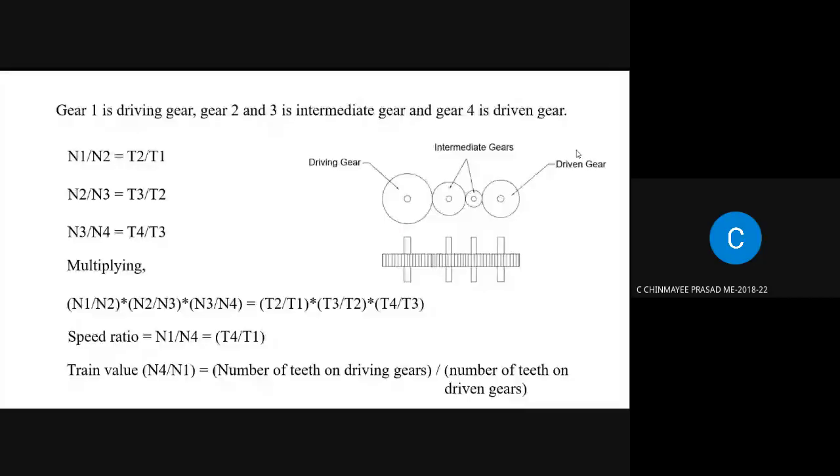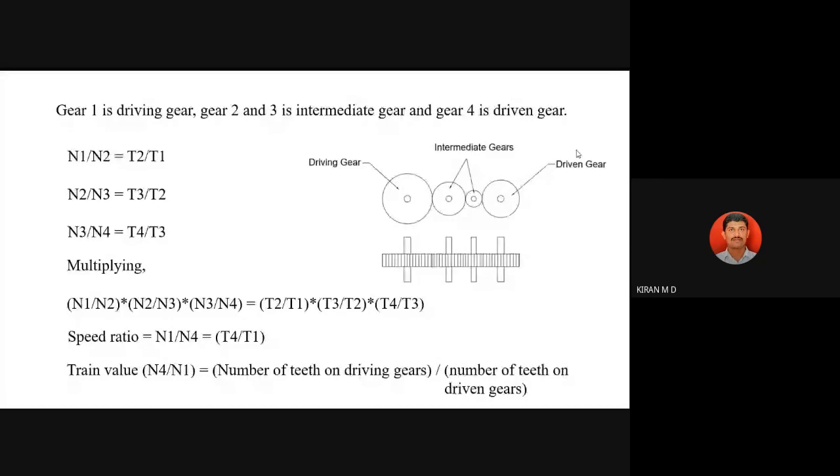Yes, sir. Any doubts? No, sir. Okay, the next topic is the velocity ratio of compound gear train, and in the next class we will continue with it.